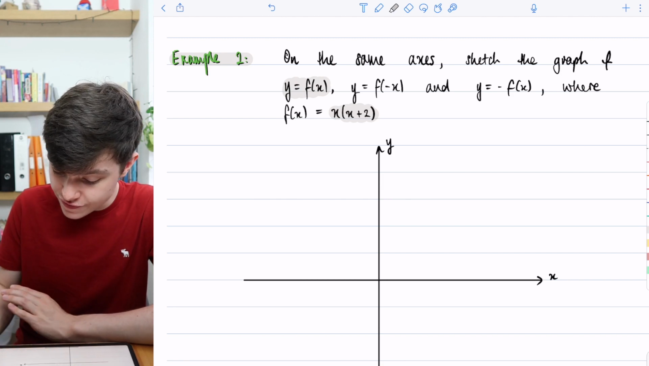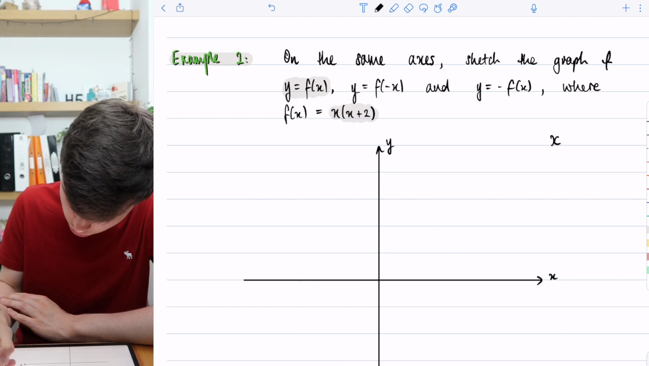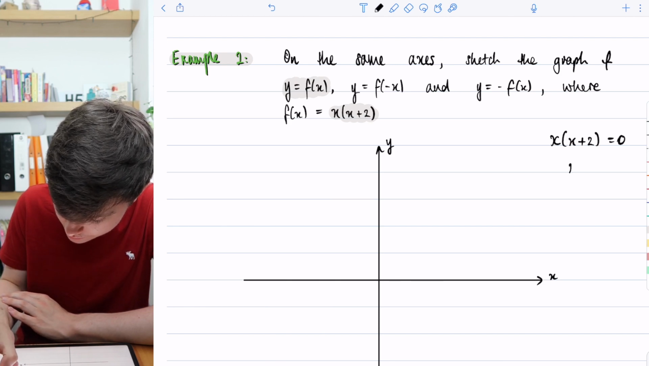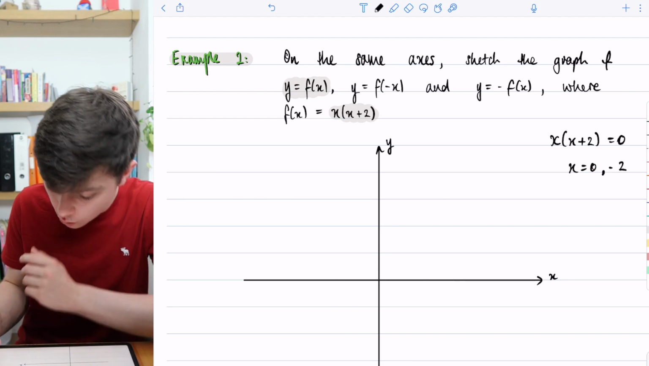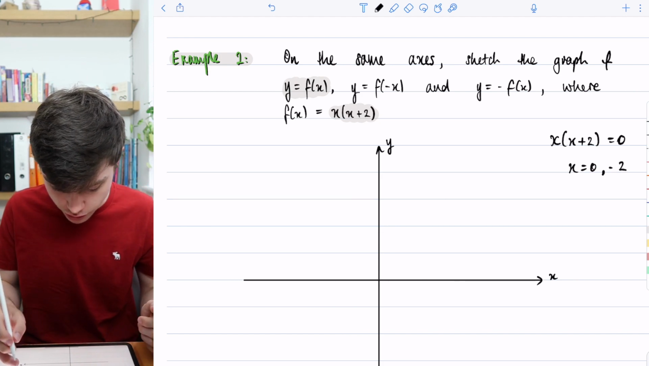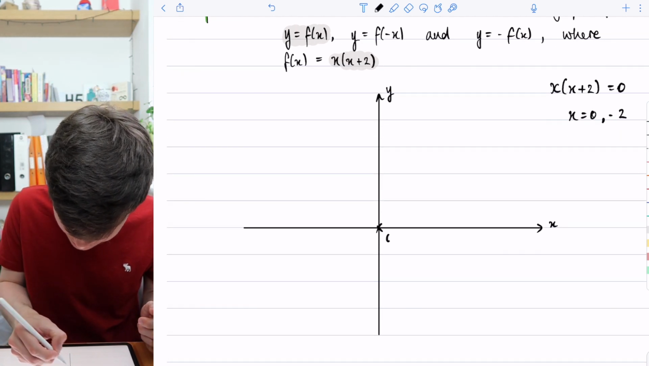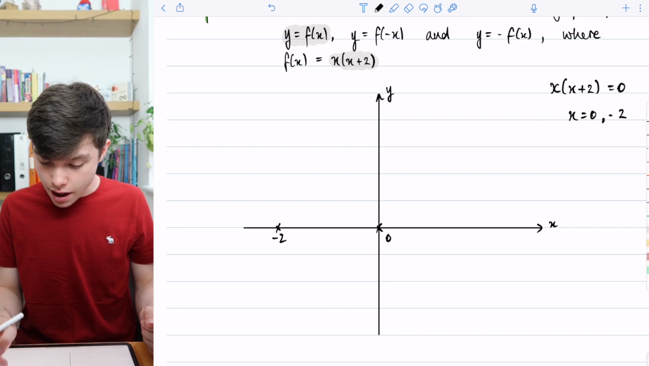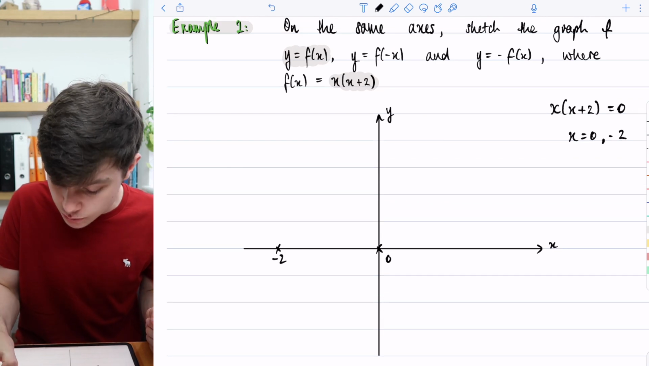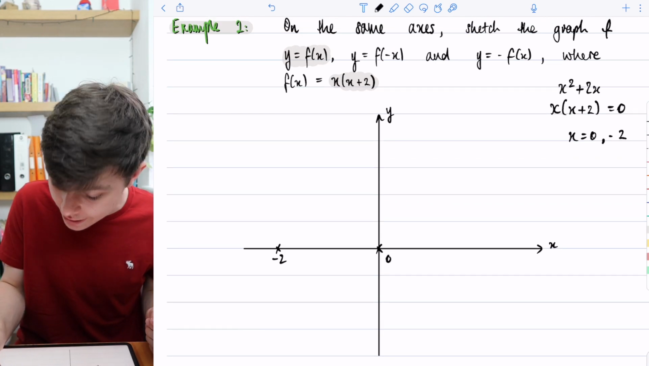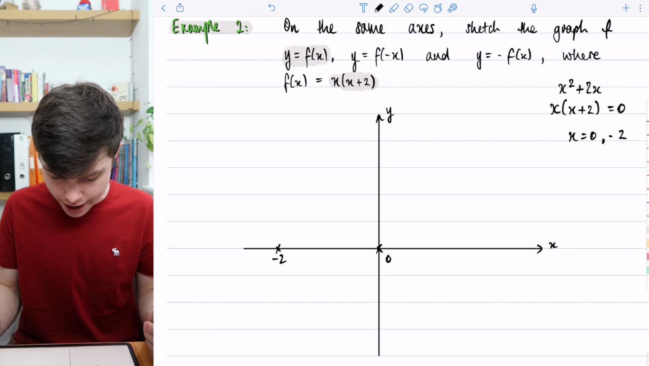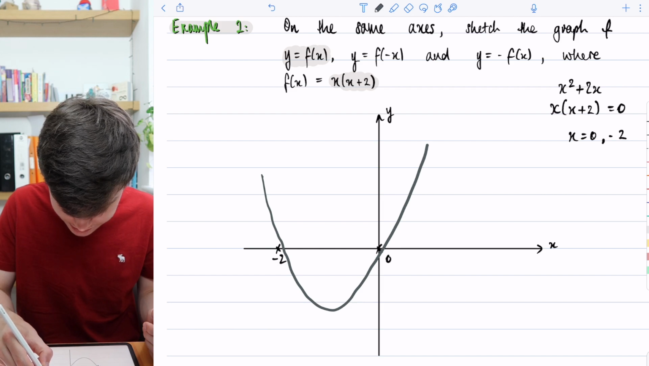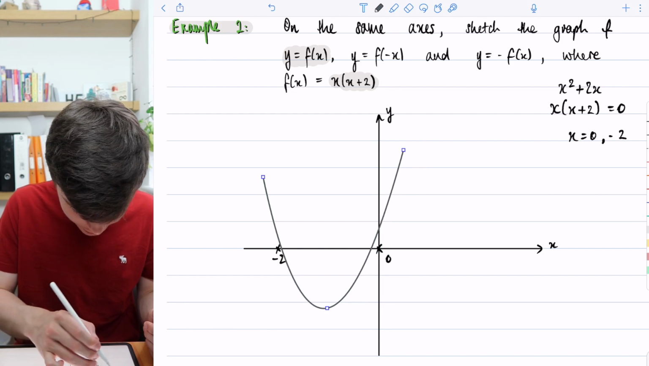First thing we're going to do is find the roots, so let's set it equal to 0. X times x plus 2 is 0, so x is 0 or minus 2. Those are the two roots, so we'll draw those on there, 0 and minus 2. If we were to expand those brackets, we'd get x squared plus 2x, so it's a positive x squared graph. I'll draw it in grey so we can have some colour here. It's going to look something like that.